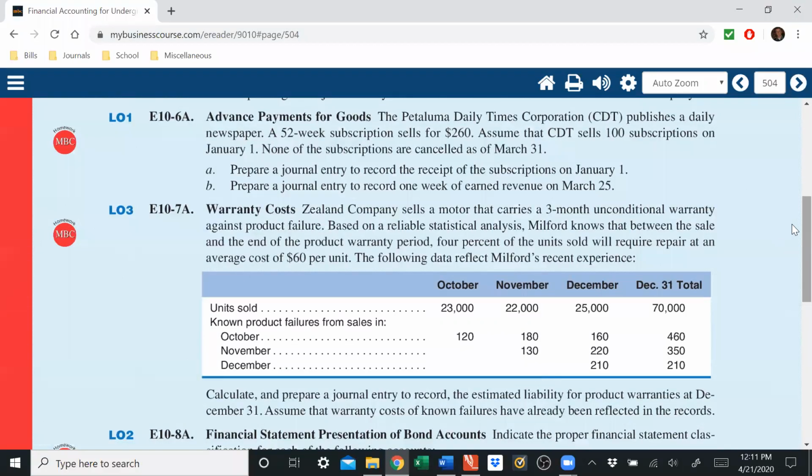Advance payments for goods. The Petaluma Daily Times Corporation publishes a daily newspaper. A 52-week subscription they sell for $260. Assume that they sell 100 subscriptions on January 1st. As of March 31st, none of those subscriptions have been canceled. Part A, prepare a journal entry to record the receipt of the subscriptions on January 1st. And B, prepare a journal entry to record 1 week of earned revenue on March 25th.